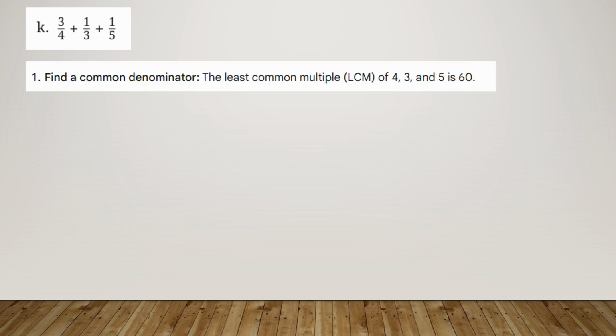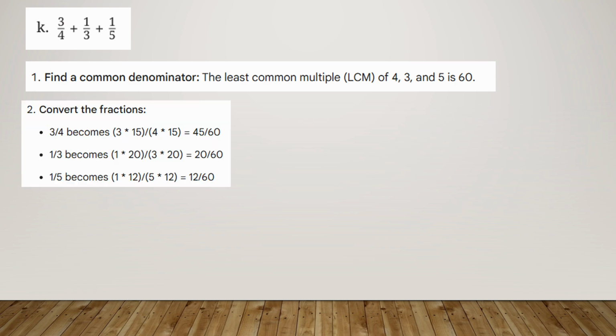Next question, 3 by 4 plus 1 by 3 plus 1 by 5. So first we have to find a common denominator. We can find it using LCM of 4, 3 and 5. We will get 60 as the LCM.